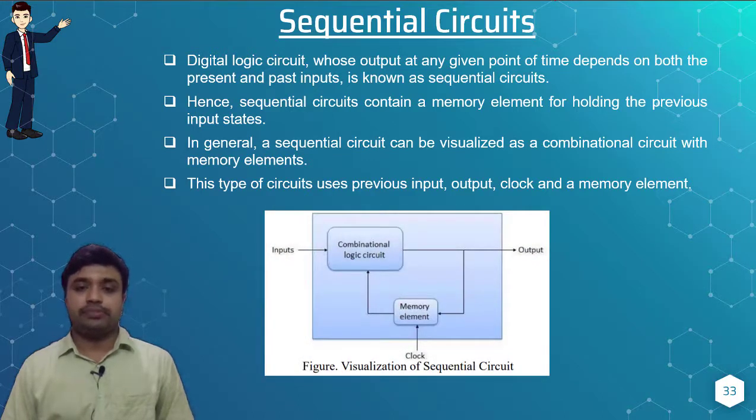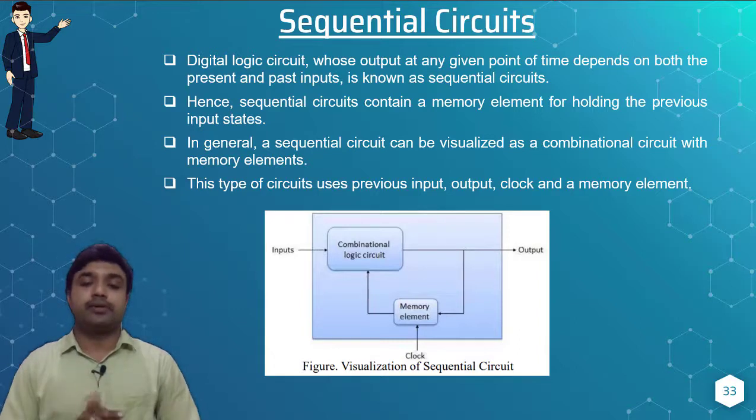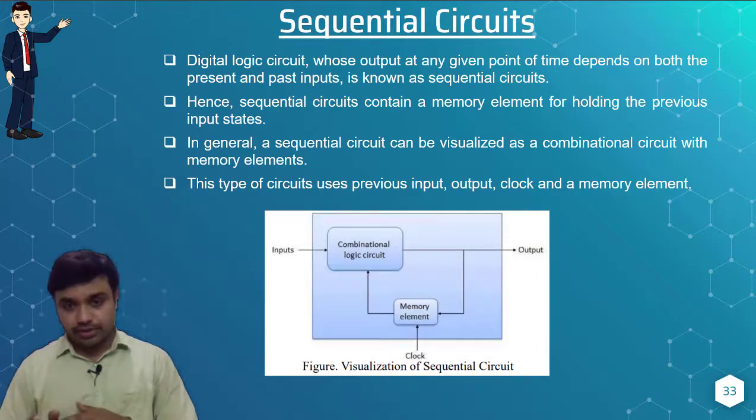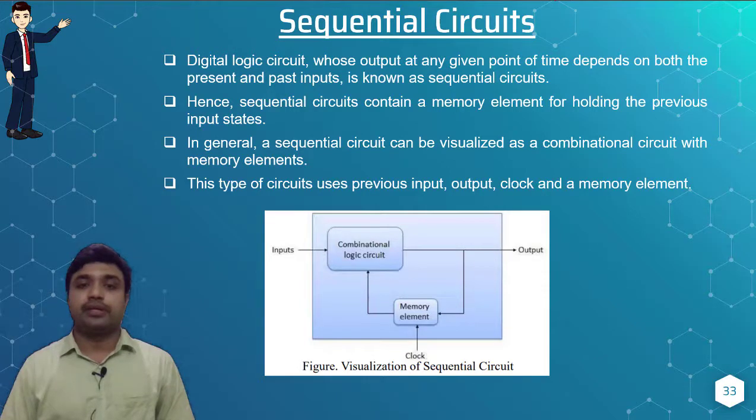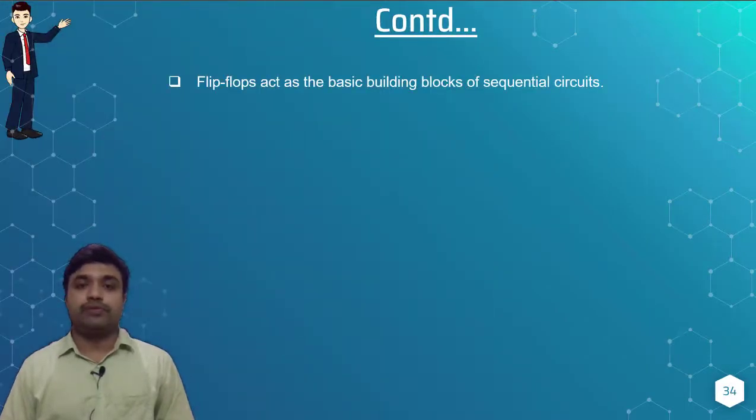And this is the representation or block diagram for the sequential circuits. Here you can see the combinational logic circuit is having a feedback from the memory element, and the overall block diagram is a visualization of a sequential circuit. So what happens here is if we provide a memory element as a feedback section for a combinational logic circuit, that combinational logic circuit is going to transform into a sequential circuit.